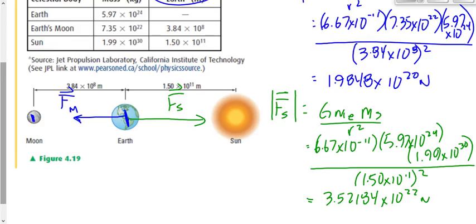Now what? Oh, everybody in this room so knows what to do next. We have so done this so many times. Add them up. F net is the sum of the forces. Fm plus Fs. What do you got to watch out for here?